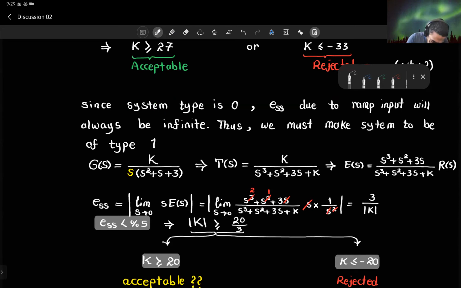No, wait a second. Yeah, we want this to be less than or equal to 1 over, or 5 over 100. Right, yeah. No, actually.